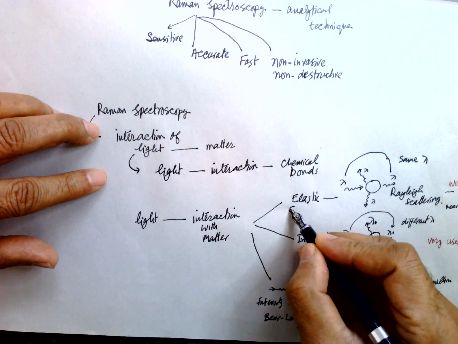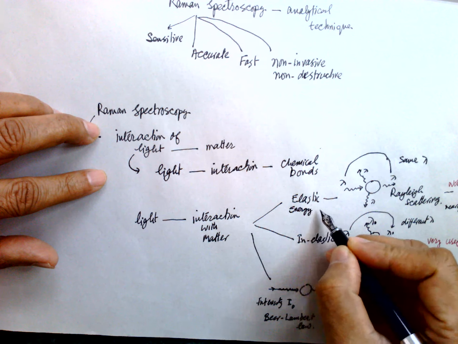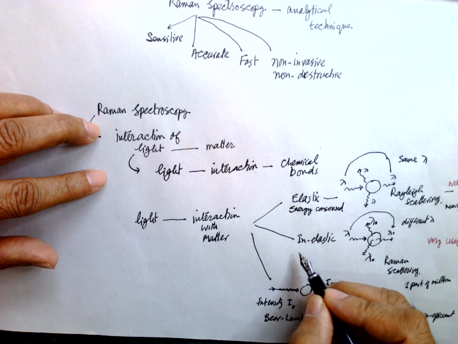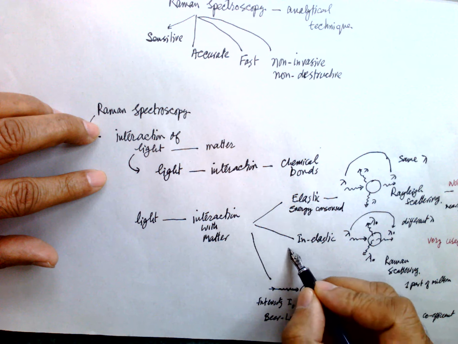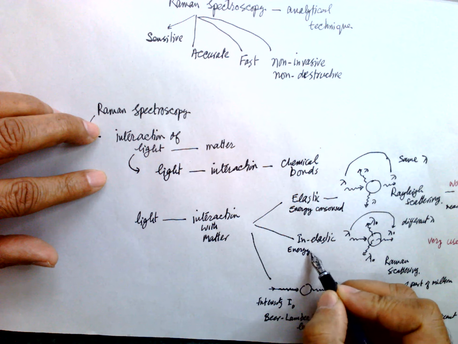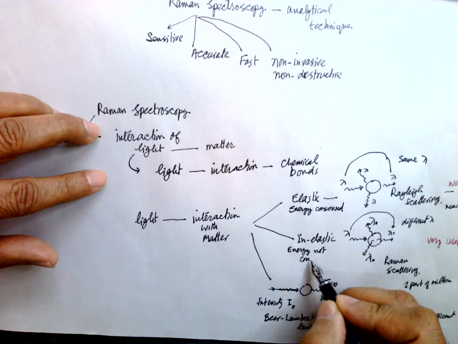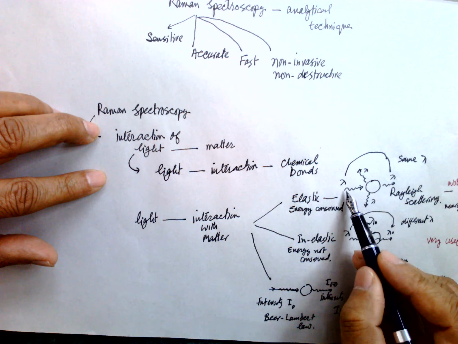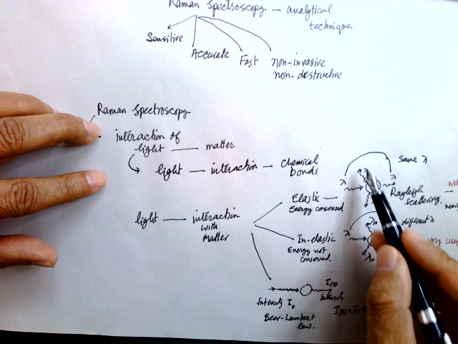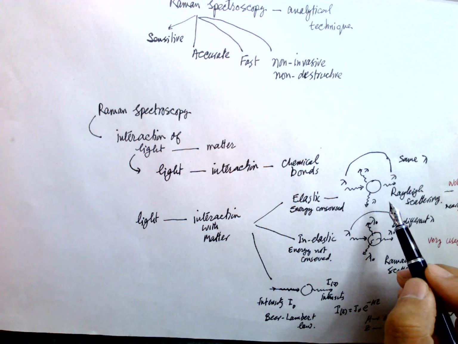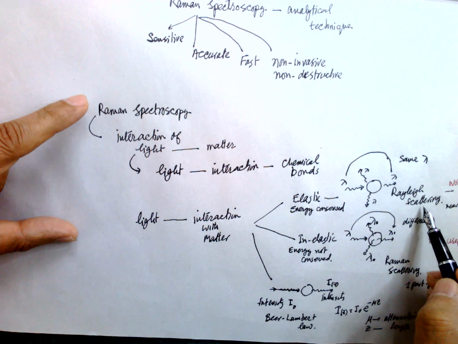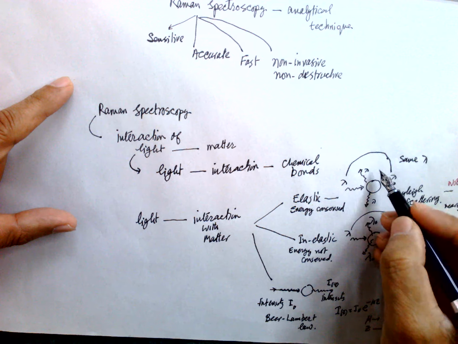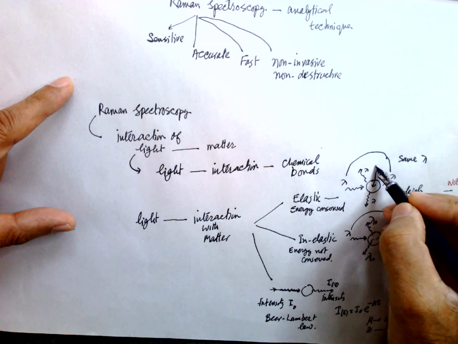In elastic scattering, energy is conserved, and in inelastic scattering, energy is not conserved. When energy is conserved, the wavelength coming in is the same wavelength going out in all directions. It's just scattering. This is called Rayleigh scattering. It is not useful because it doesn't bring any information about the material.